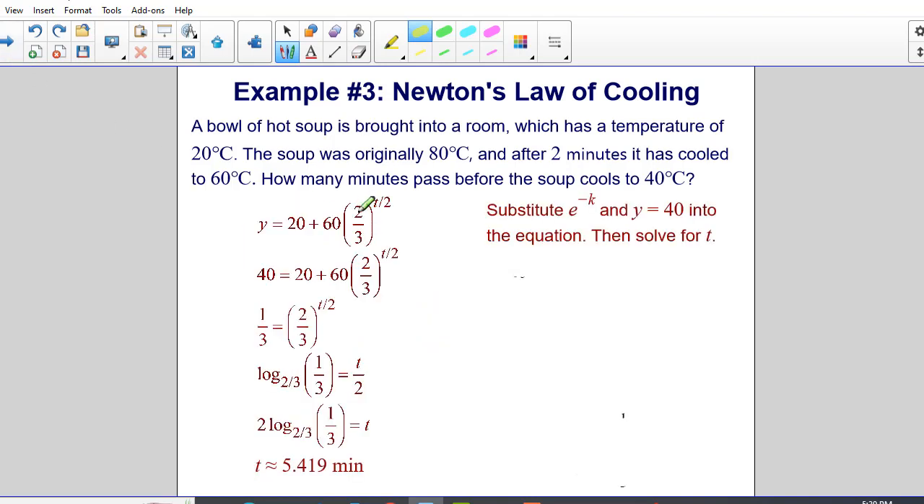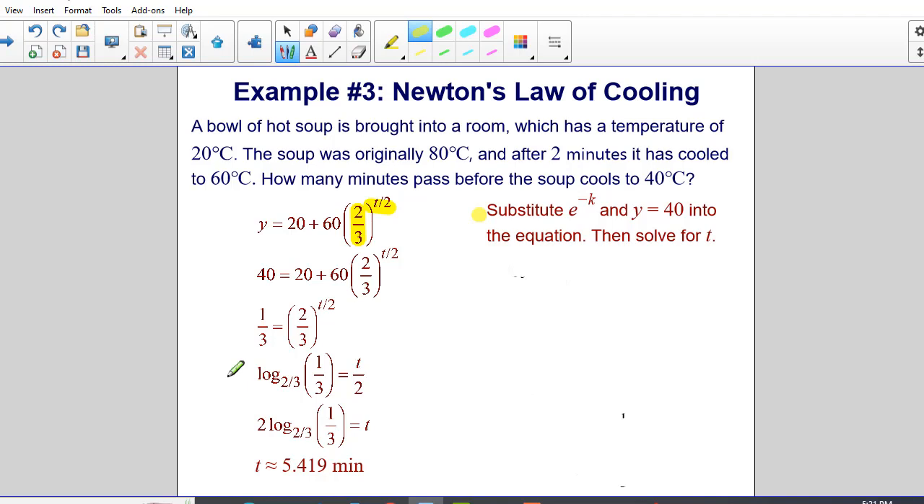So here you see what was e to the negative kt becomes 2/3 raised to the t over 2 power, making the substitution that we did before. So now I substitute the value for e to the negative k, and I substitute y equal 40 into the equation to find out how many minutes have passed before the soup cools to 40 degrees. So we make our substitutions, and using our algebraic steps, we get to this step right here. 1/3 is equal to 2/3 to the t over 2 power. And on the next step, you'll see I have the log base 2/3 of 1/3.